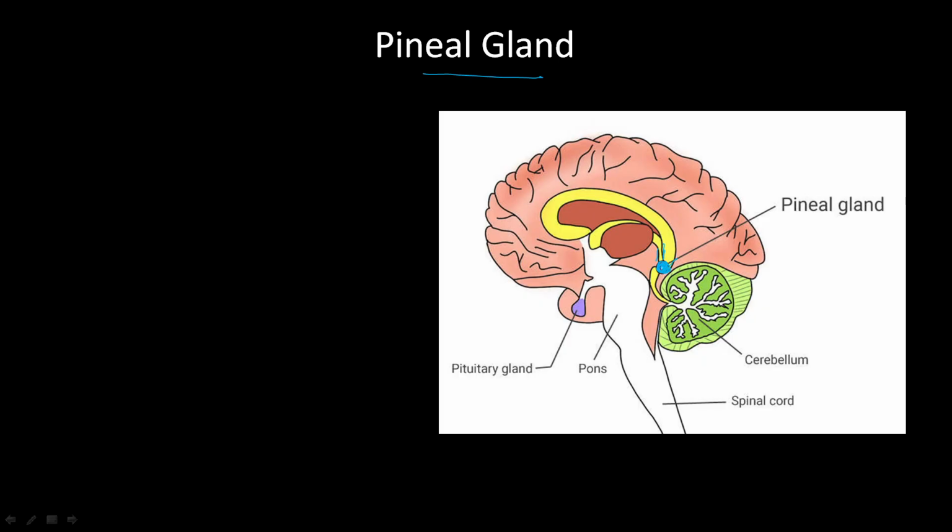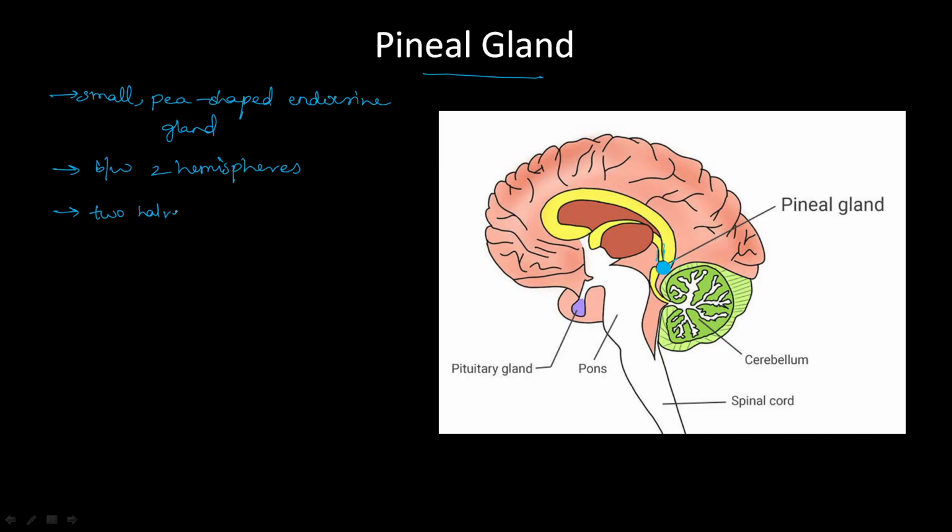It has a main role in the body. It is a small pea-shaped endocrine gland, present deep in the center of the brain, between the two hemispheres, in a groove where the two halves of the thalamus join. It is also part of the epithalamus.